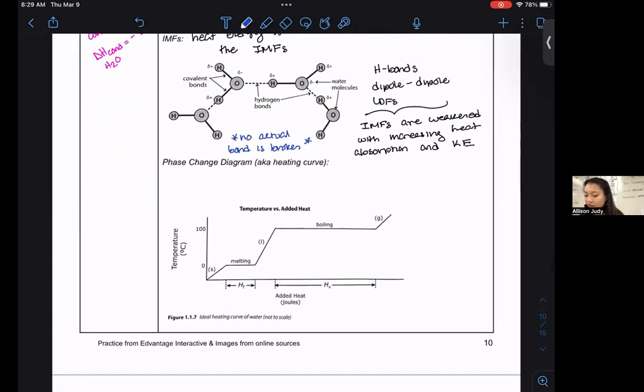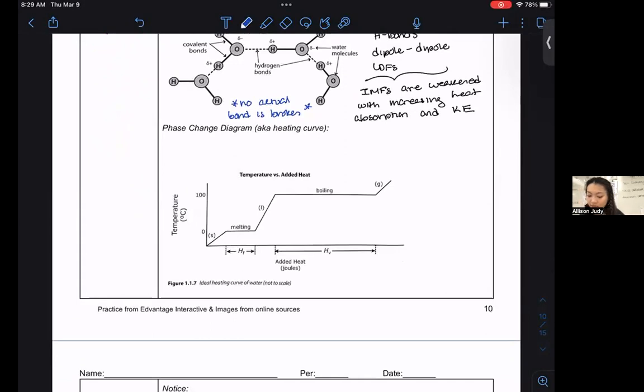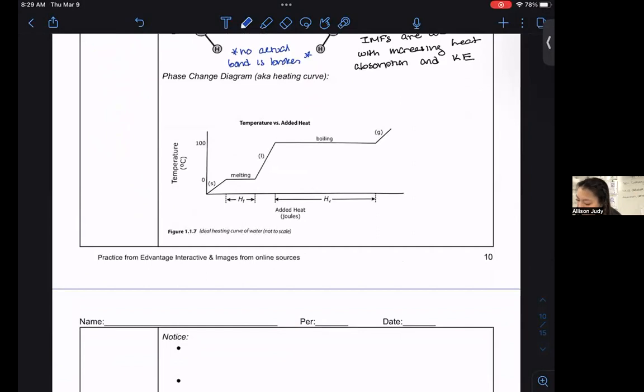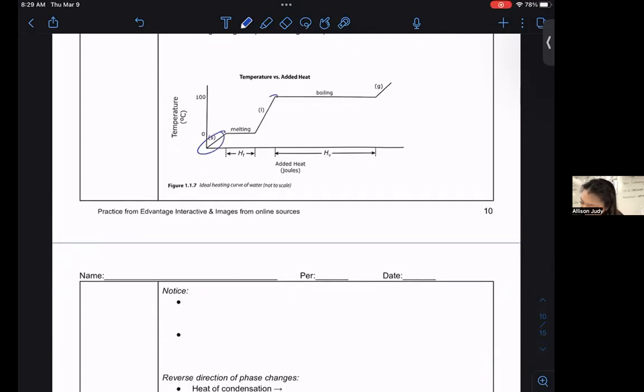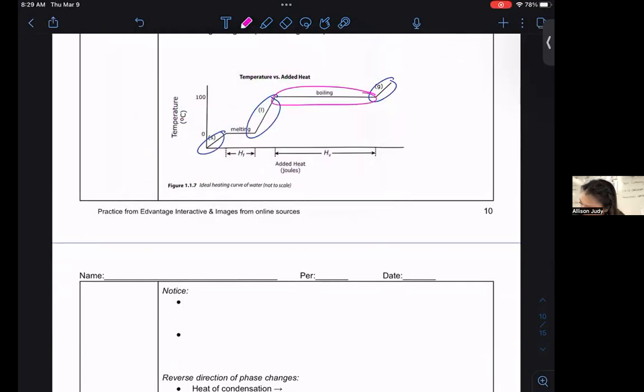So we have a cool diagram known as a phase change diagram, aka heating curve, that we can use to demonstrate the concept of heat absorption, IMF, and phase change. In this heating curve, we have added heat in joules on the bottom and temperature on the y-axis. What you'll notice is we have some unique regions here: inclining regions, and then plateaued regions.